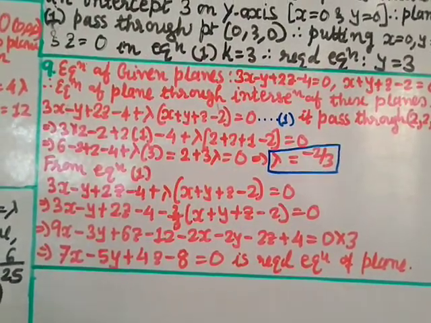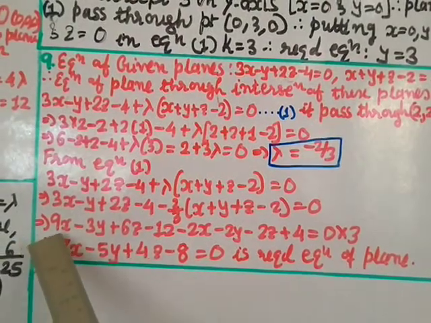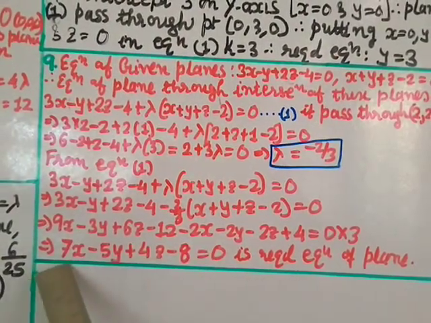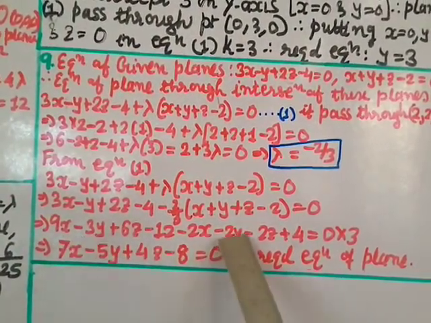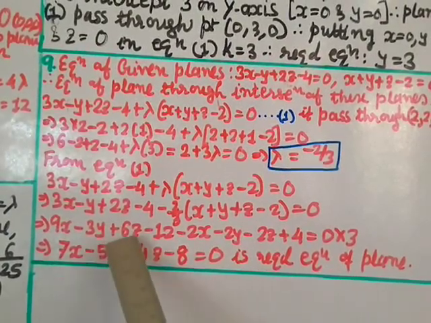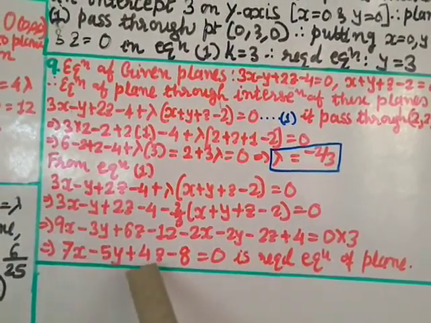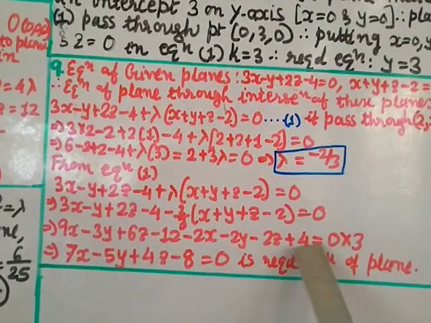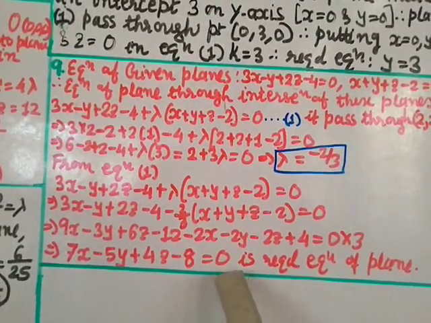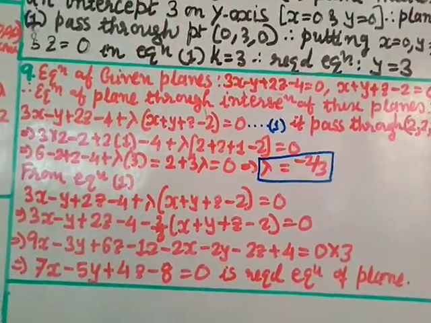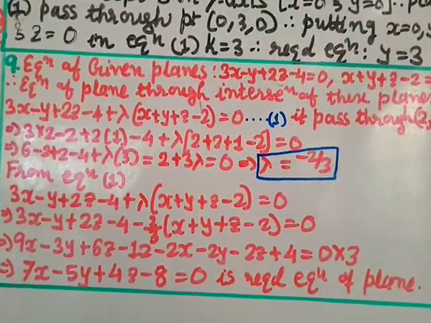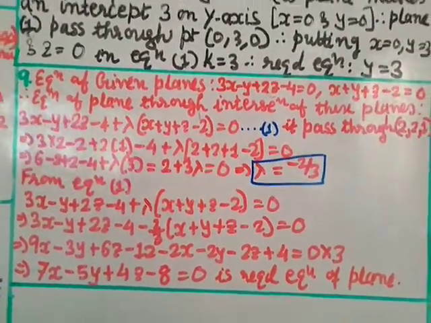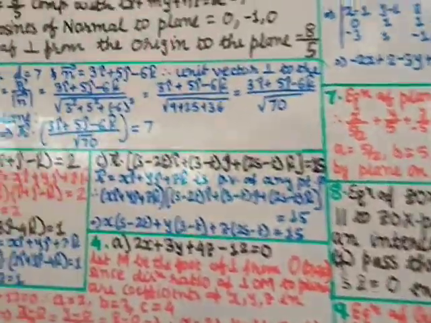So now let us write the like terms together. 9x minus 2x gives you 7x, minus 3y minus 2y gives you minus 5y, plus 6z minus 2z gives you plus 4z, minus 12 plus 4 is minus 8 equal to 0, and this is the required equation of the plane with the given condition. So that is the solution. We'll keep this much for today. Thank you very much.